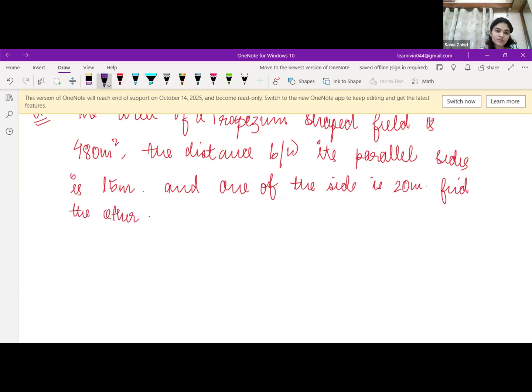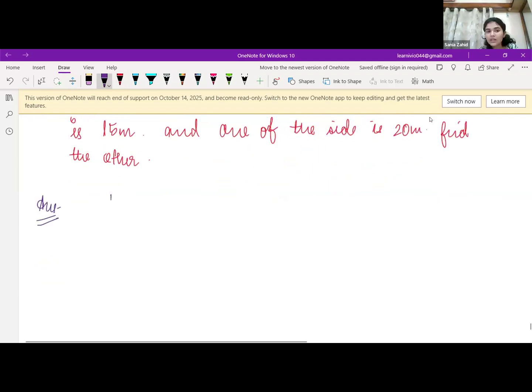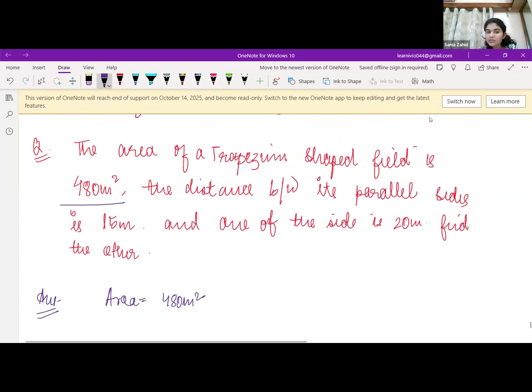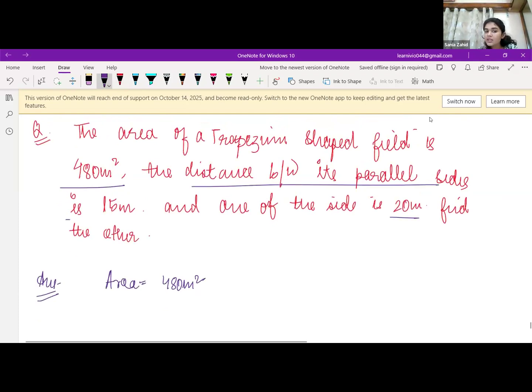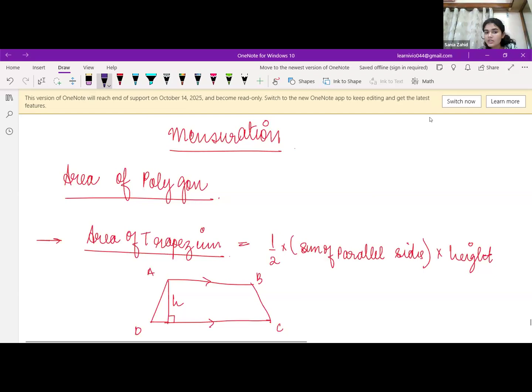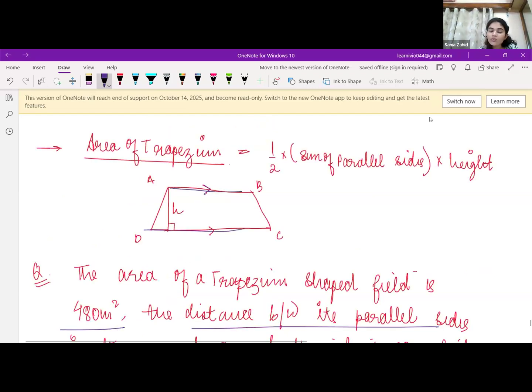Now look here very carefully. What is given to you? The area of trapezium is given to you, 480 meters square. Then one of the sides is also given, 20 meter, and the distance between its parallel sides is given. So children, if this was the trapezium and these are the two parallel sides, the distance between the two parallel sides is only the height. Sometimes they can give you height as the distance between parallel sides. Just remember this thing: the height is equal to the distance between the parallel sides.